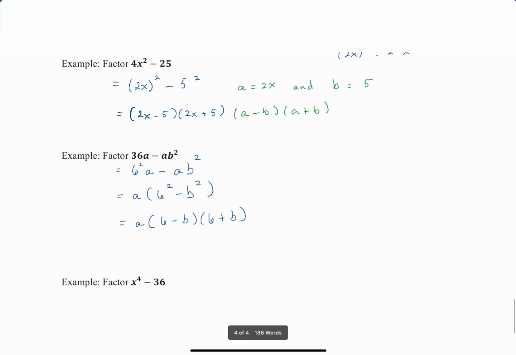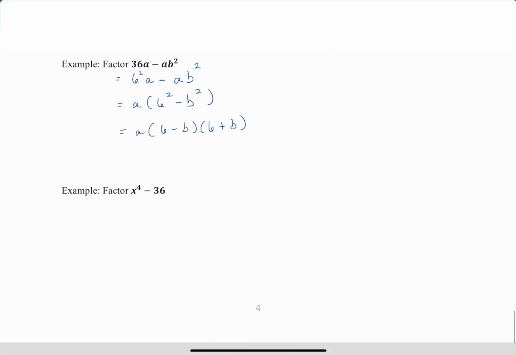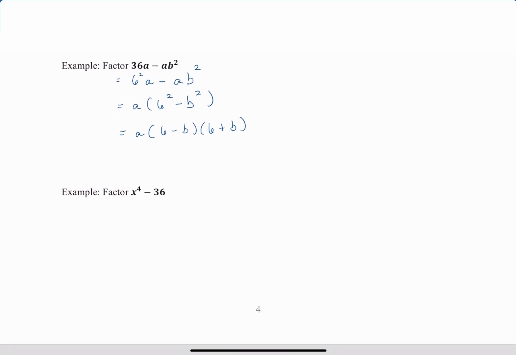Okay, I have one more example of difference of squares for you. I don't know if it's obvious that this is a difference of squares, but by the way, anytime you need to factor something that's two terms with a minus in between them, ask yourself if this is maybe a difference of squares, because these come up a lot.